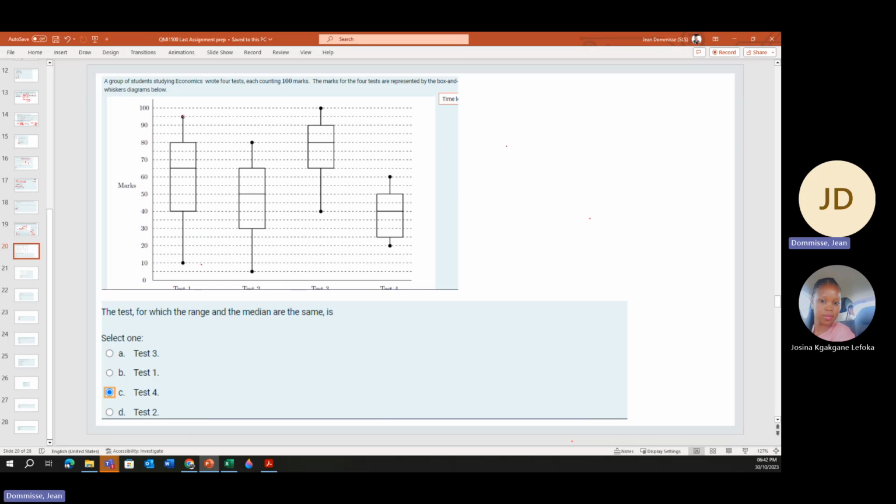Okay, that's interesting. So 95 minus 10 is 85, so that's the range. And the median is there. Okay, so not test one. So just be careful, that is test one, not A. 80 minus 5 is 75. The median is 50, so it's not test 2. 100 minus 40 is 60. That is 80, so not test 3. And then 60 minus 20 is 40, and the median is also 40. Cool. So it is option C.